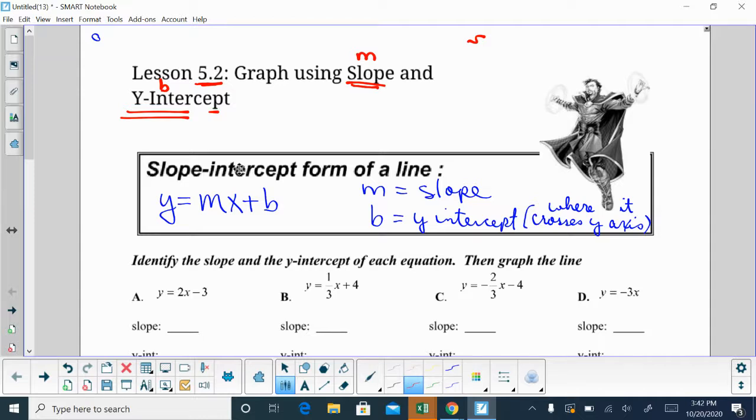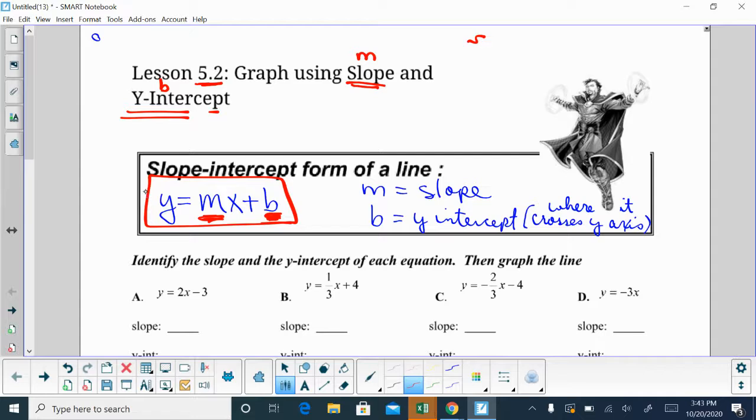So if you recall, slope-intercept form of a line, y equals mx plus b, where m is my slope and b is that y-intercept, where the line crosses the y-axis. So two very distinct items for a linear equation.